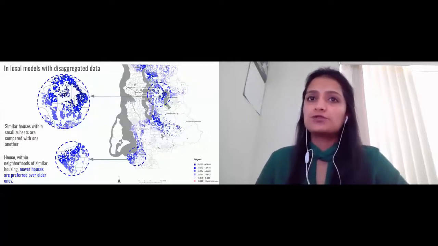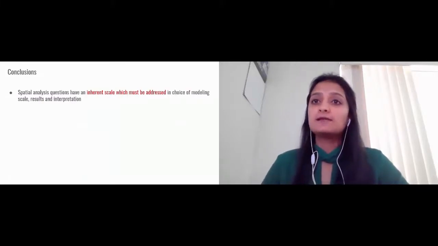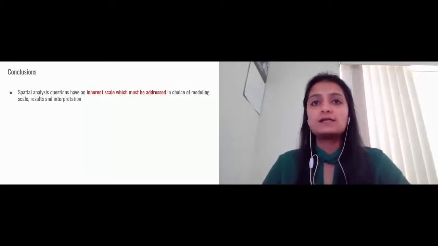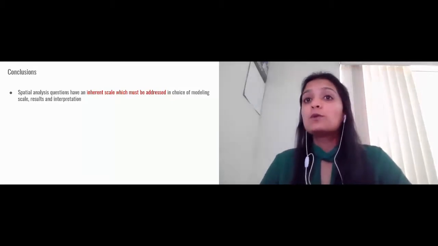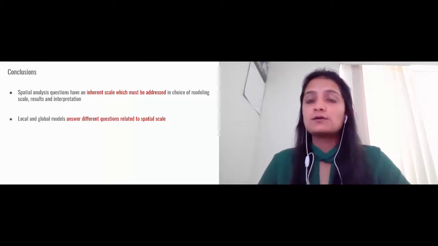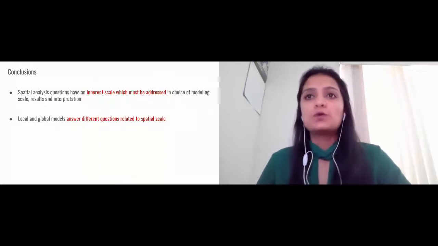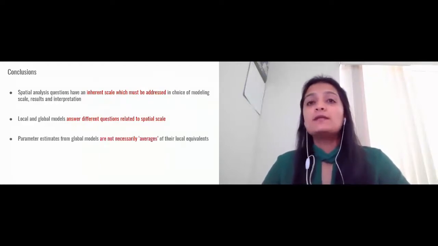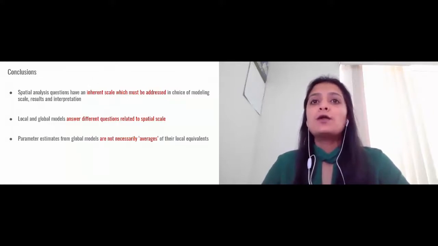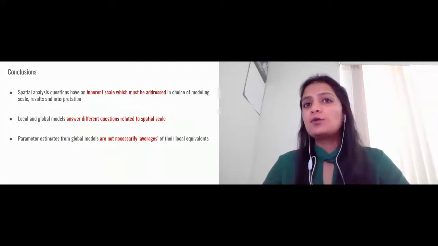So the refocus on processes and away from data, in terms of both the MOP and Simpson's paradox, allows us to reach the following conclusions. Spatial research has an inherent scale which must be addressed in the choice of model, results, and interpretation. Local and global models often answer different questions about spatial phenomena. Global parameter estimates inform on the conditional relationship between Y and X across the whole study area, whereas local parameter estimates inform on the same conditional relationship but around a single location. The parameters estimated in the calibration of global models are not necessarily averages of their equivalent local estimates.